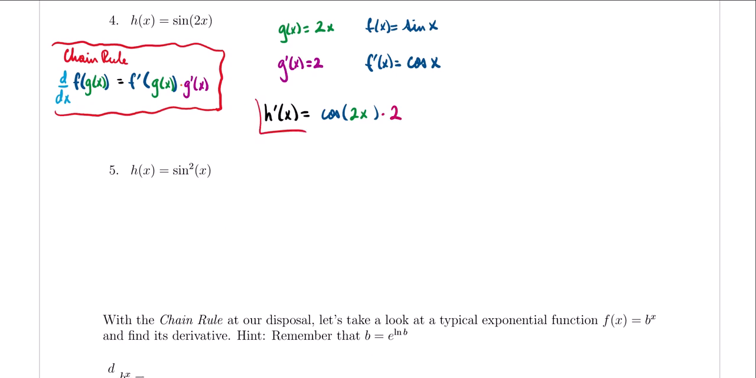Perfect. All right, now let's take a look at another problem involving the sine function. We're given h of x equals sine squared of x. Which one is the inner function here, the x? No, remember that sine squared of x is the same thing as the sine of x, squared. So the inner function was the sine of x. Then what was the outer function? The outer function was simply the square function, so x squared.